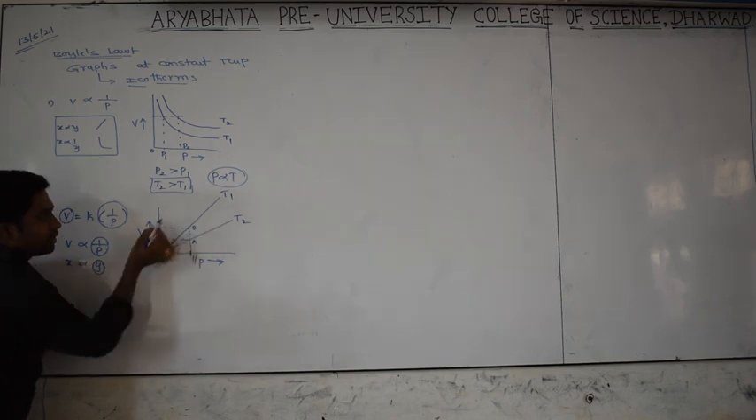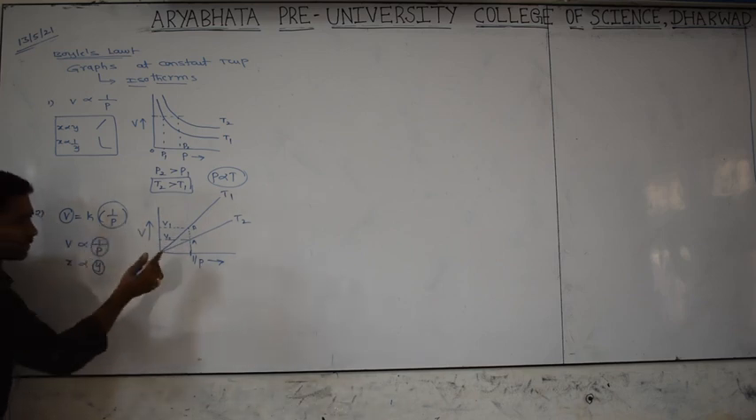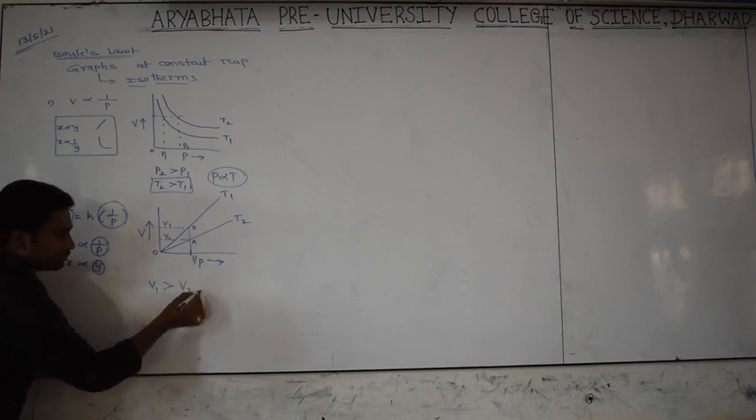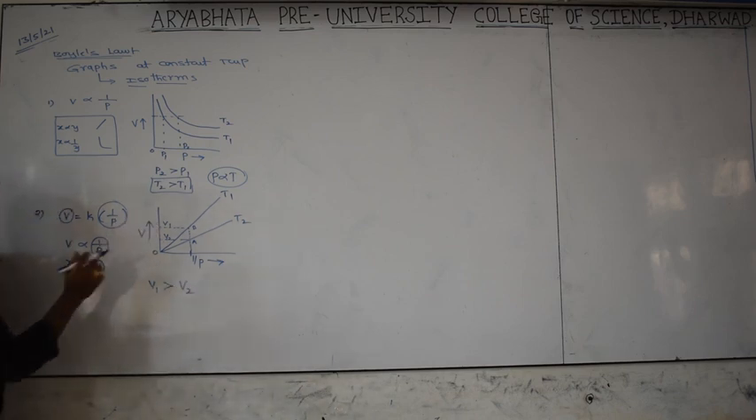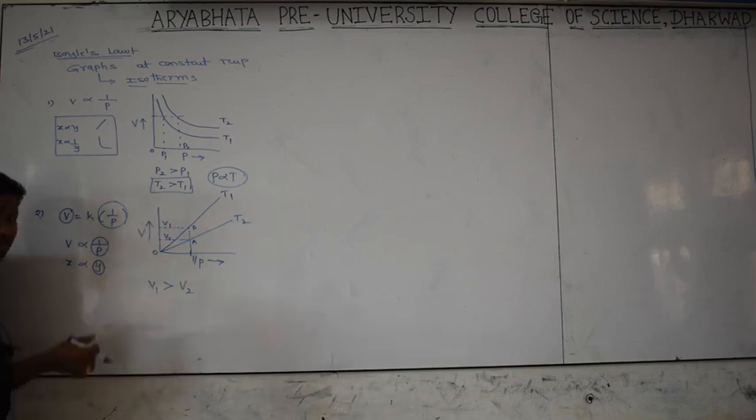This is the T1 graph, so it is nothing but V1. This is T2, so it is nothing but V2, because of the V axis. Then the 0: V1 is more than V2 because V1 is farther away from the 0. So what is the relation between V and T?